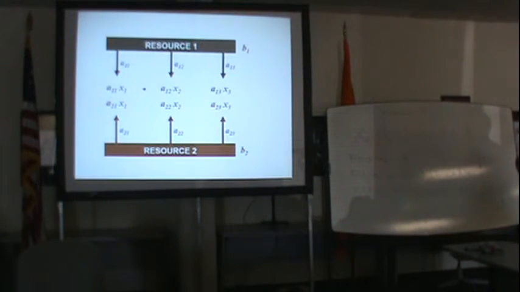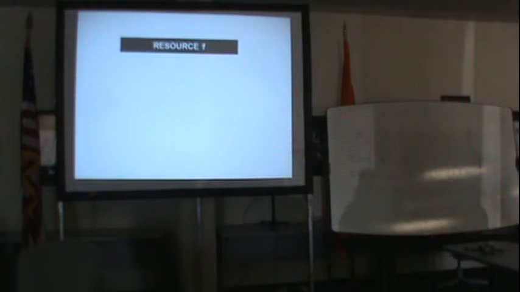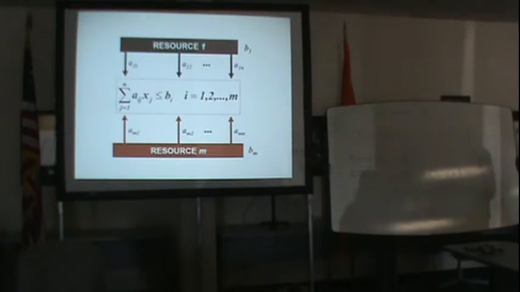And now we are going to put them together here and here. And then we are going to say that they are less than or equal to B1 and less than or equal to B2. Now I'm using kind of longhand notation for the same thing that I presented before using a compact notation, the summation sign. Remember. So you have resource 1 up to resource M. So in this case you have M resources. So this is the same formula I showed before.